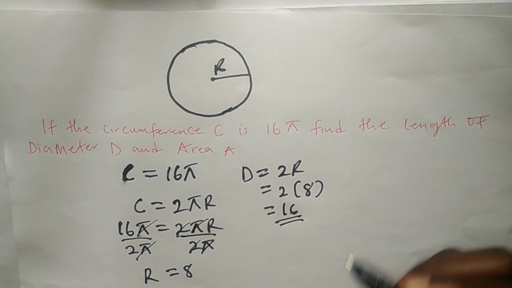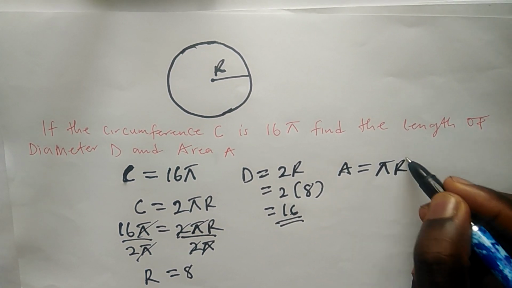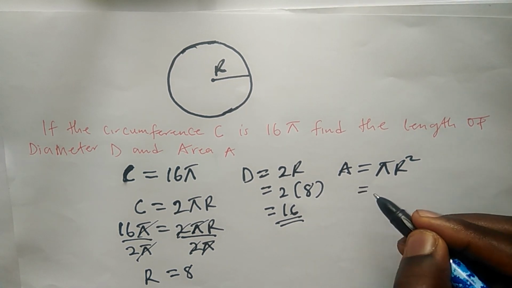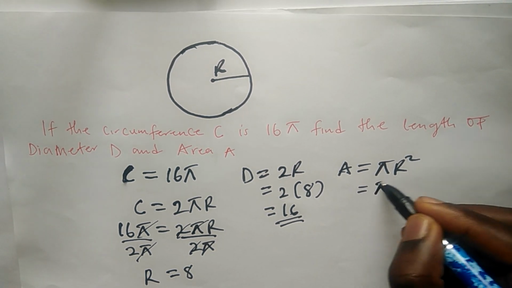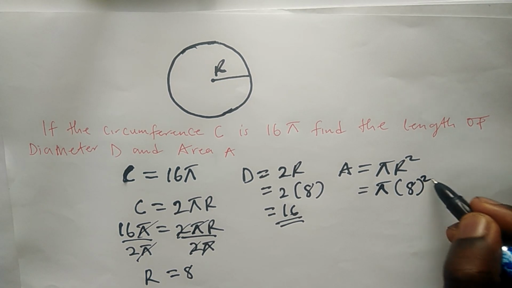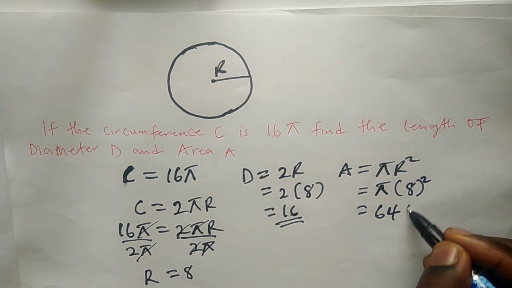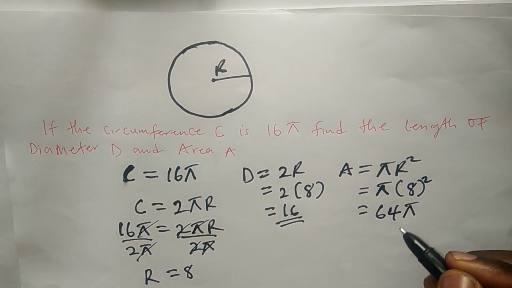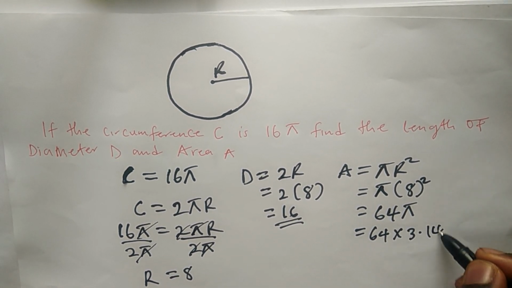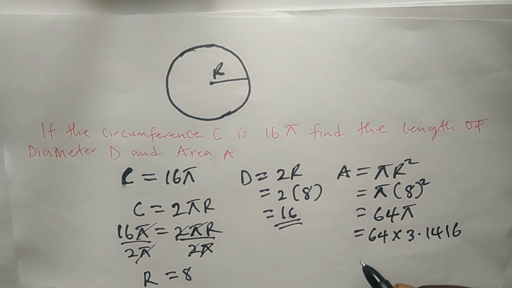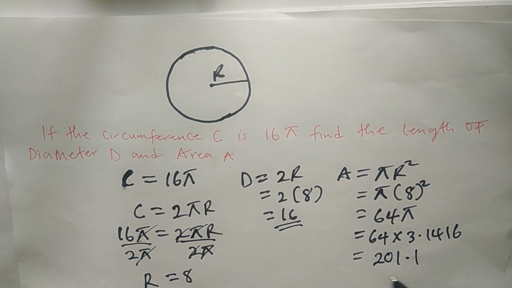Now, what is the area of the circle? Area, as we know it, is pi r squared. Area is going to be pi times 8 raised to power 2. 8 raised to power 2 is 64, so 64 pi. Now the next, we say 64 multiplied by 3.1416. And our final answer will be 201.1, approximating.